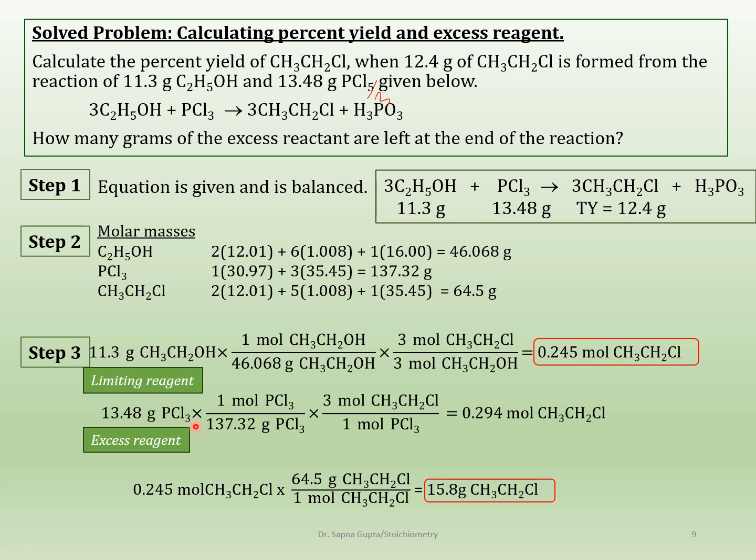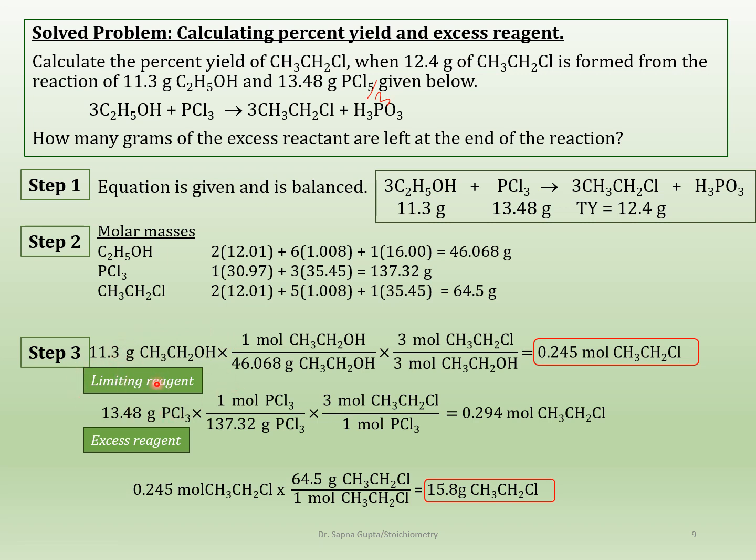13.48 grams of PCl3. Find the moles of that. Now PCl3 to the product is 1:3. So this calculation you have to do: 3 moles of the product over 1 mole of PCl3. Once you do that calculation, you get this number, 0.294. Between these two, 0.245 is the smaller number. So if that's the smaller number, then the alcohol is the limiting reagent.